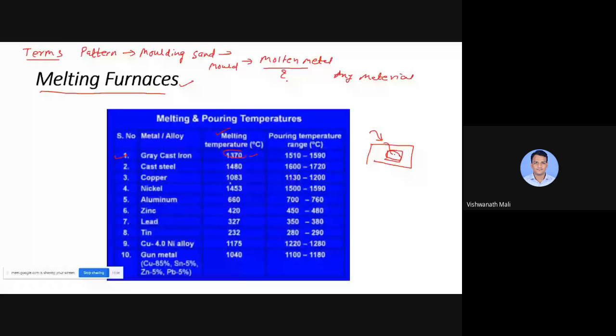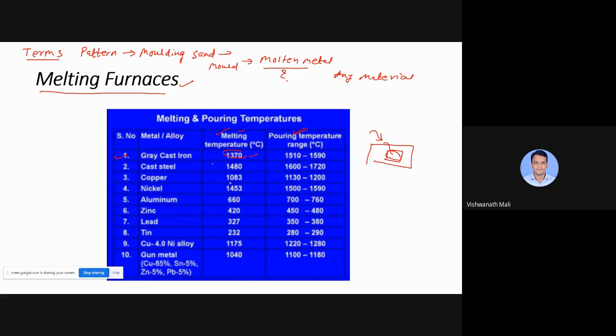If you heat only up to the melting temperature, how do we overcome this problem? By heating up to the pouring temperature. What is the difference between melting temperature and pouring temperature? At the melting temperature, the metal just melts, but it is difficult to flow. To increase the flowability of the molten metal, we need to heat up to the pouring temperature. Then we can easily pour the molten metal into the cavity, and it can flow in and fill it easily. That's why we heat up to the pouring temperature.